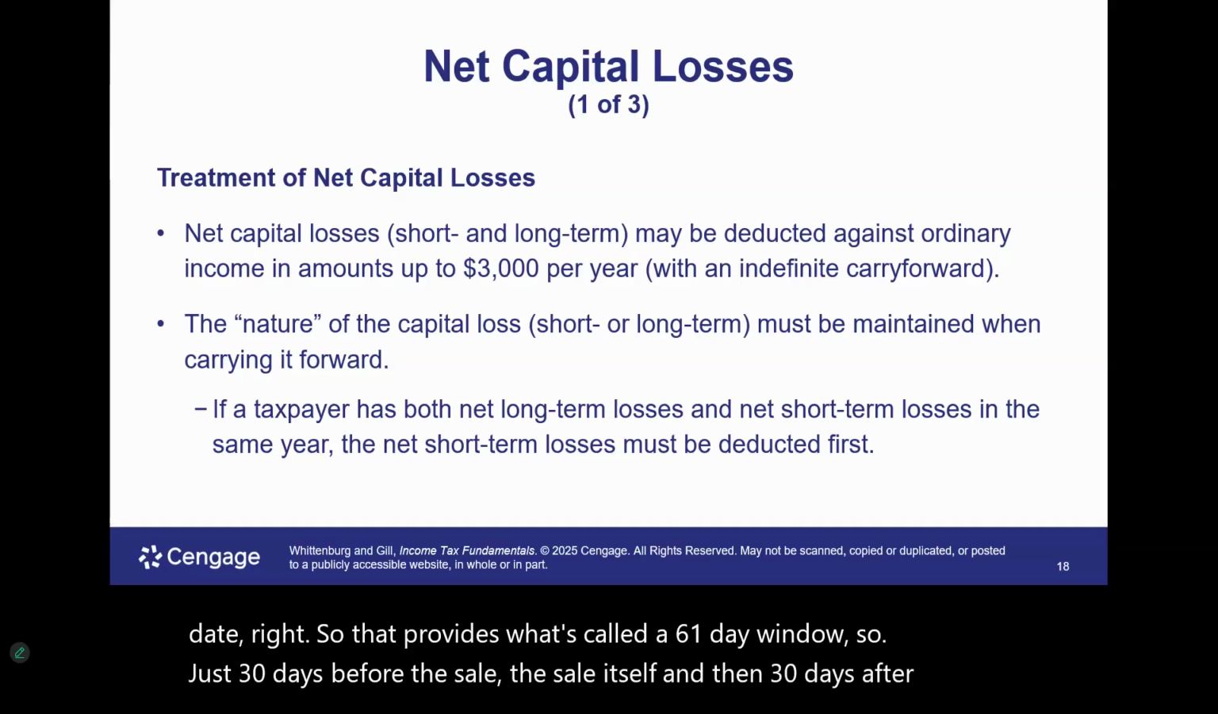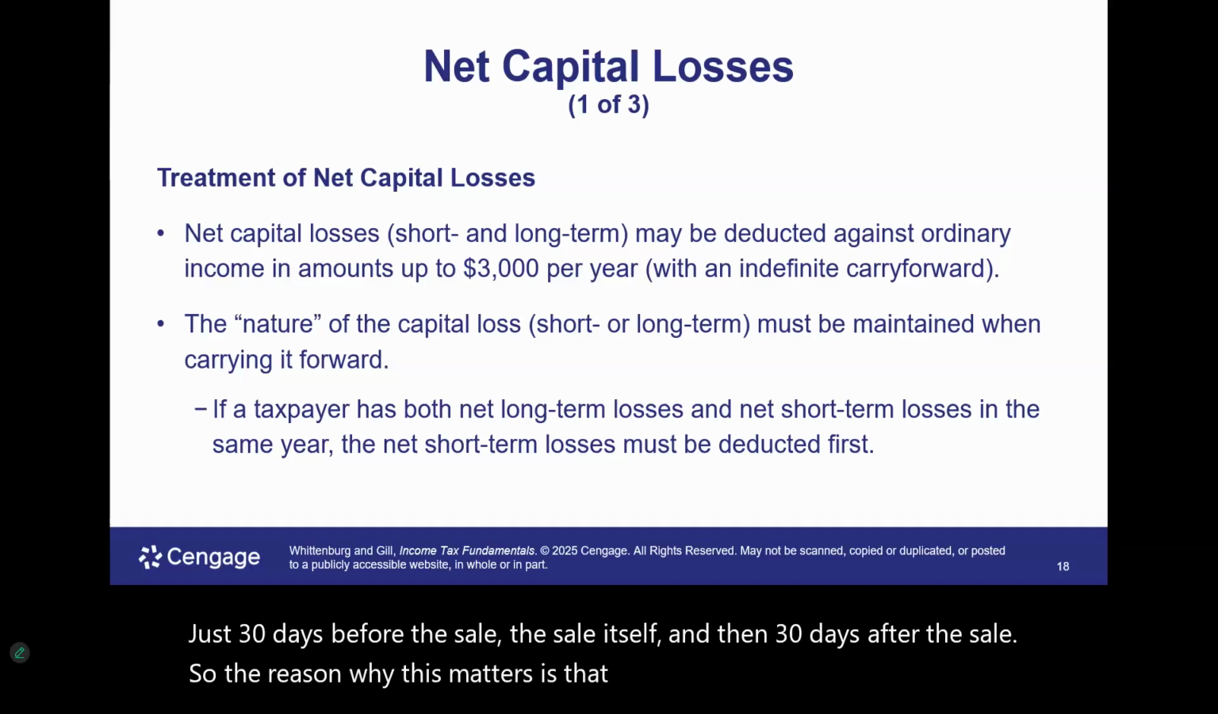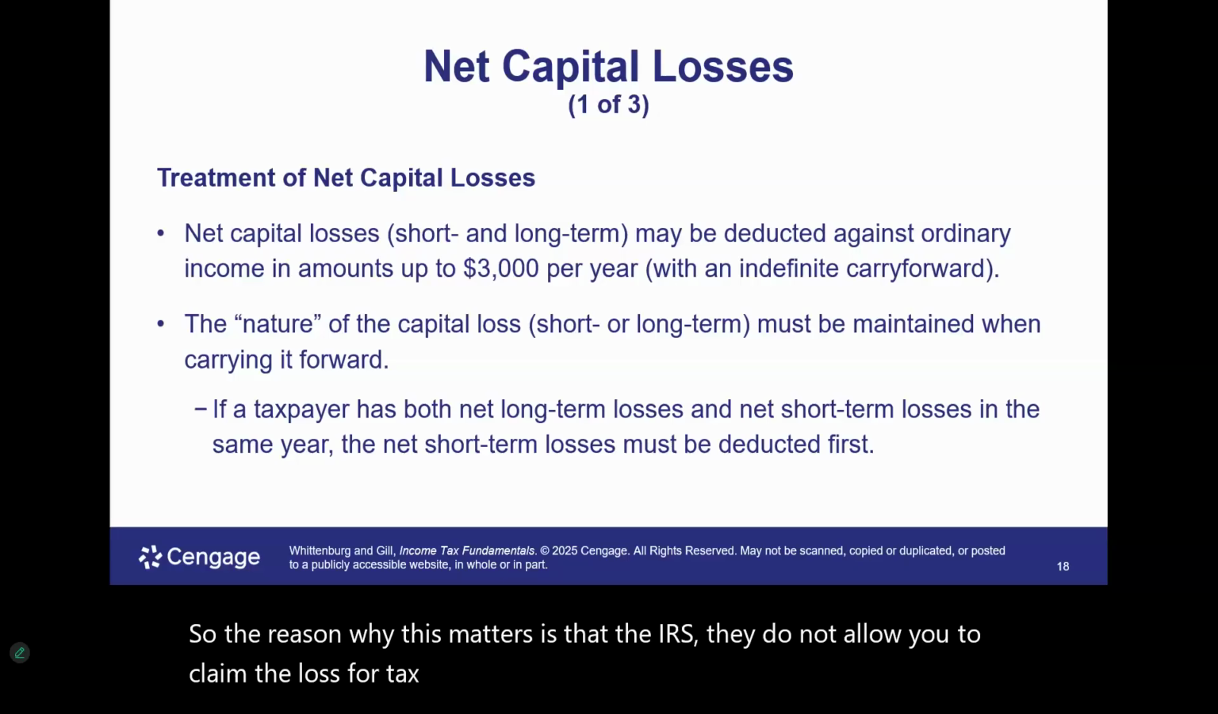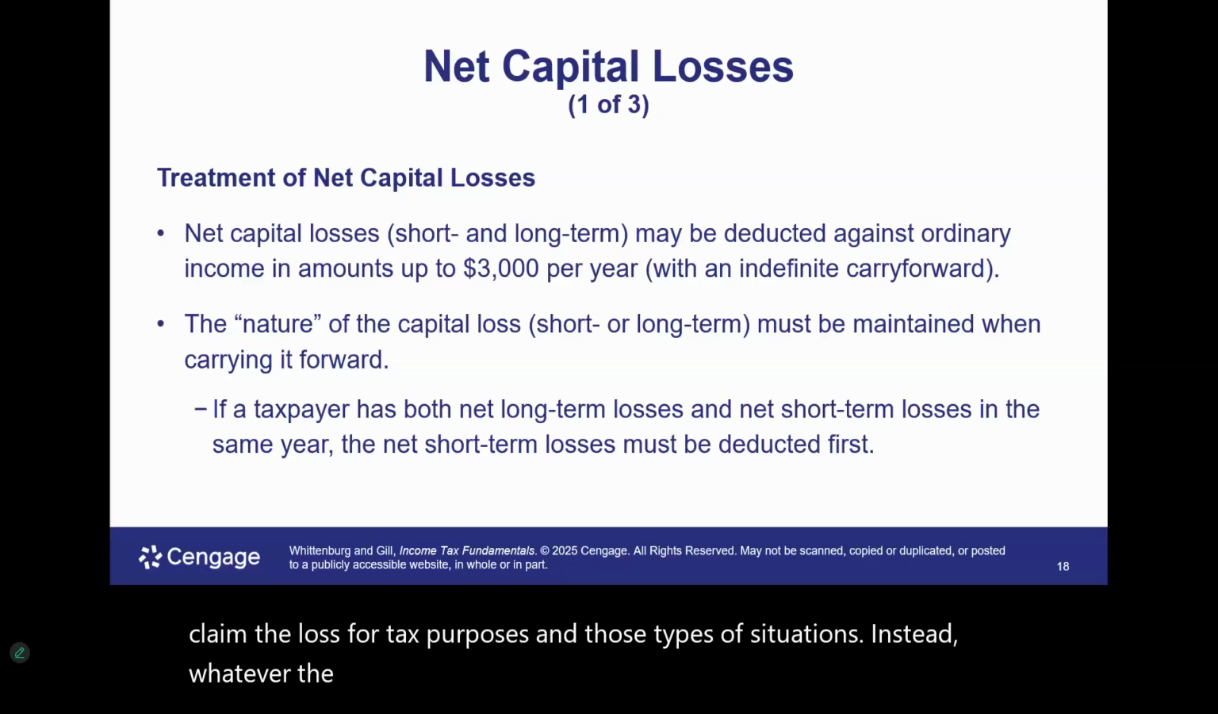The reason this matters is that the IRS does not allow you to claim the loss for tax purposes in those types of situations. Instead, whatever the loss is just going to be added to the basis.